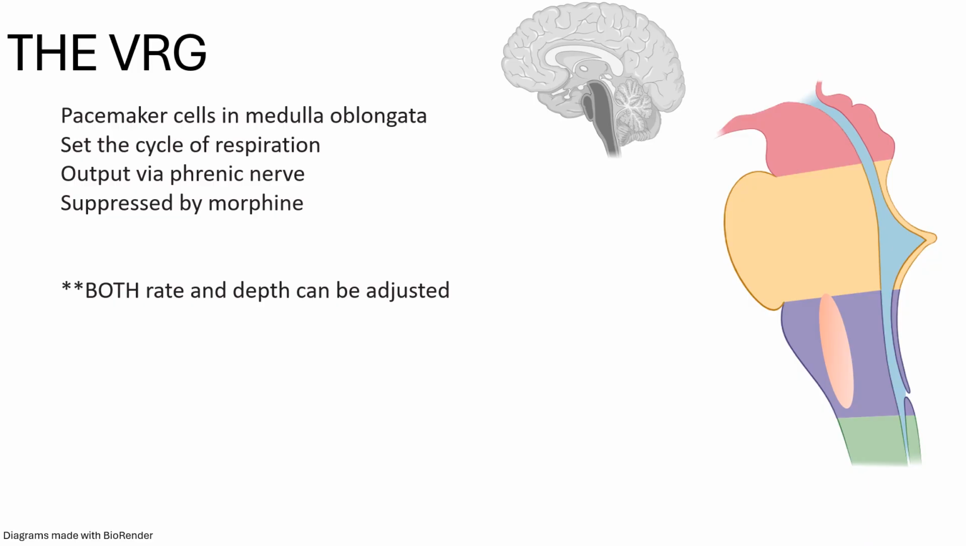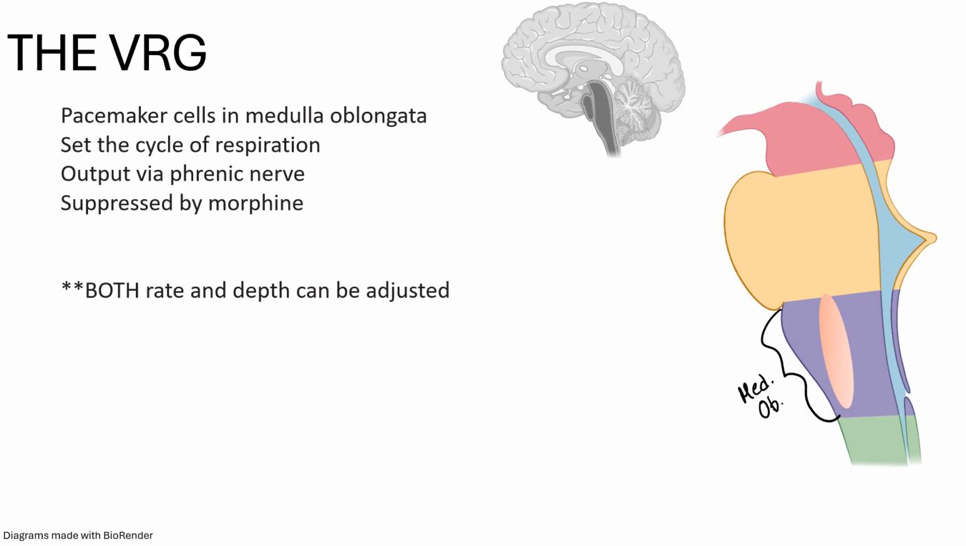Controlling your breathing are two respiratory centers in your medulla oblongata, which is this purple space right here. It's the med-ob. And I have one of those respiratory centers shown there with an oval shape. The ventral respiratory center, or the VRG, sets the basic rhythm of respiration.